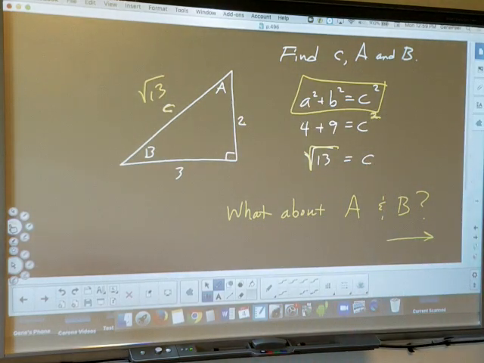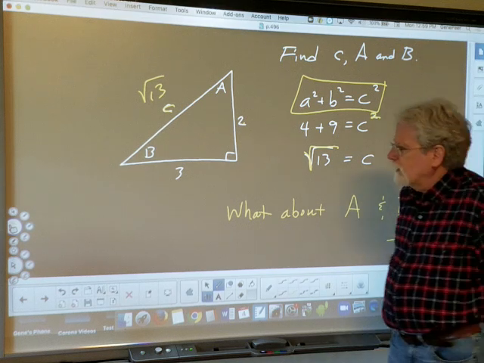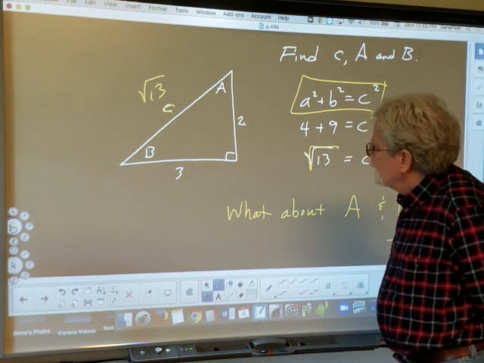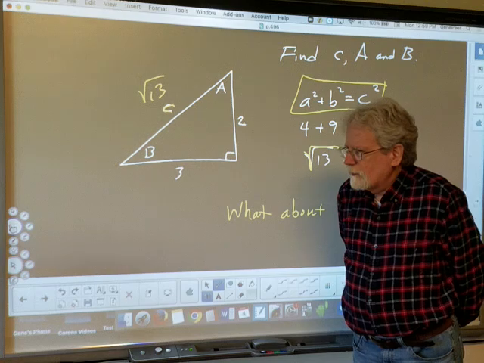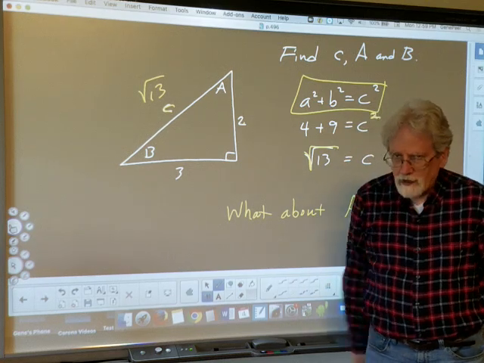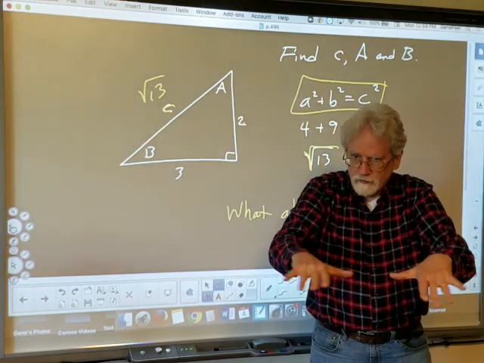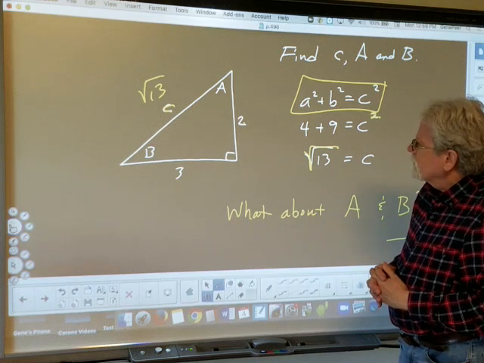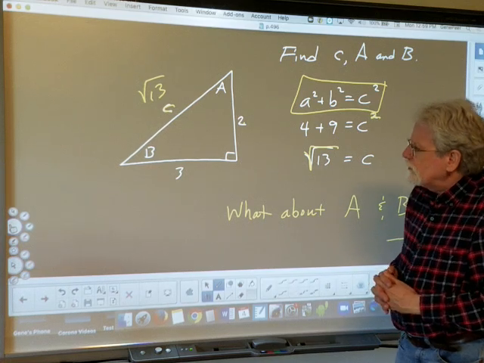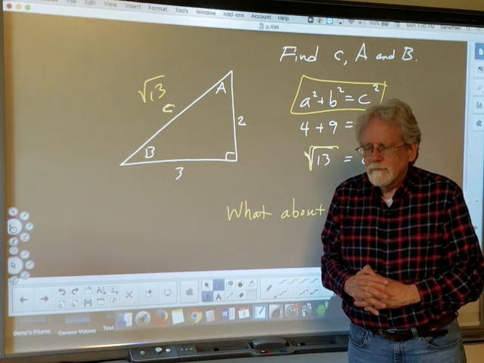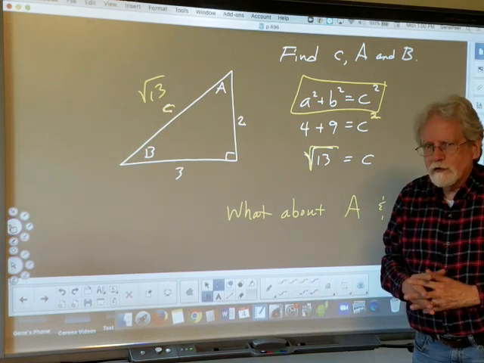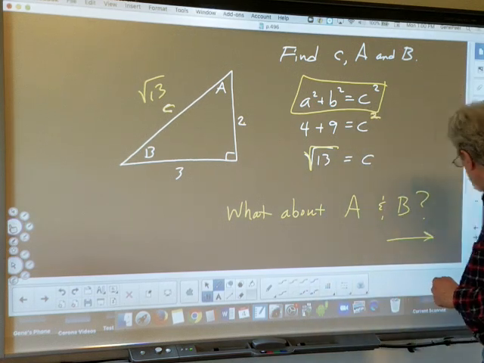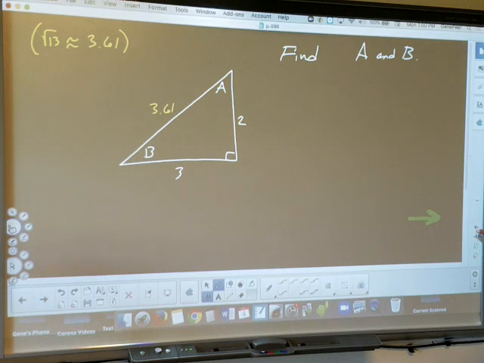So now, what about A and B? Back when you were in my geometry class, if you were in my geometry class, we used this language. There was a page in the geometry book, page 311, that had all the trigonometric values from 0 through 90. And we talked about using the table backwards. Well, you're going to use your calculator backwards. So how do we do this?